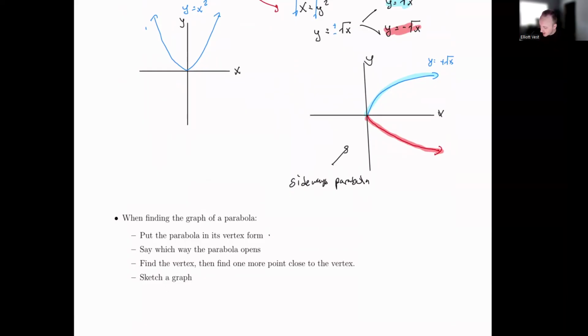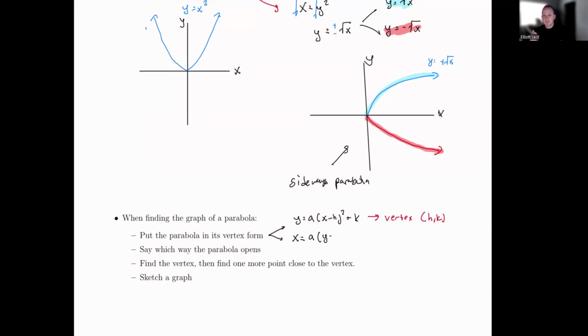Well, how do we do it? We put the parabola in vertex form, right? You probably remember this formula, y equals a times x minus h squared plus k, where our vertex is h and k. Well, if you switch the roles of the x's and y's, it's going to have the same look. x equals a times y minus k squared plus h.